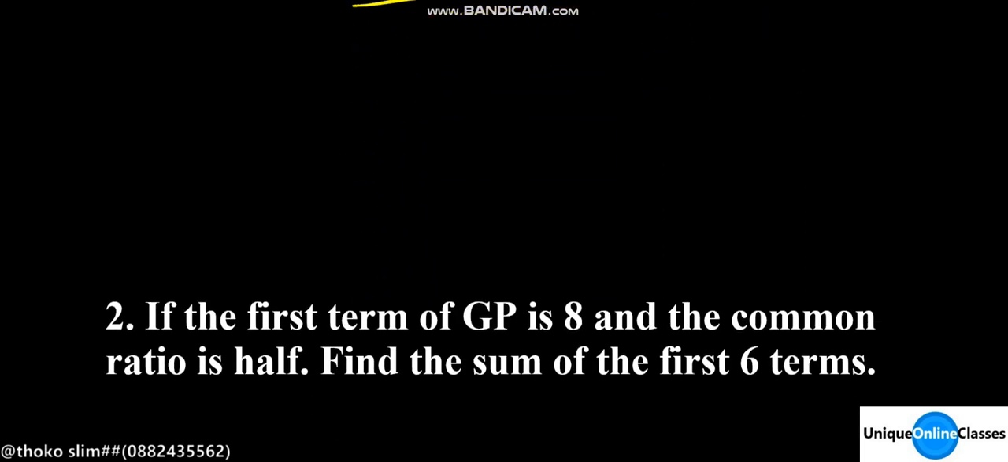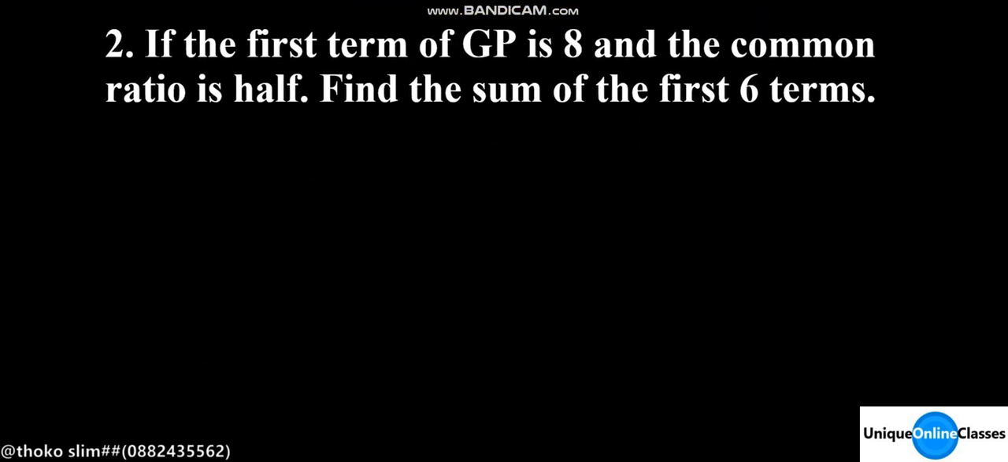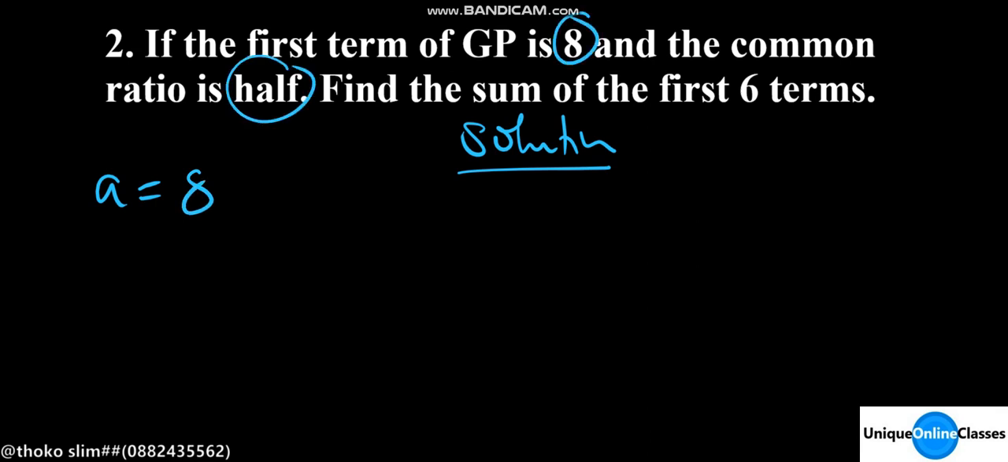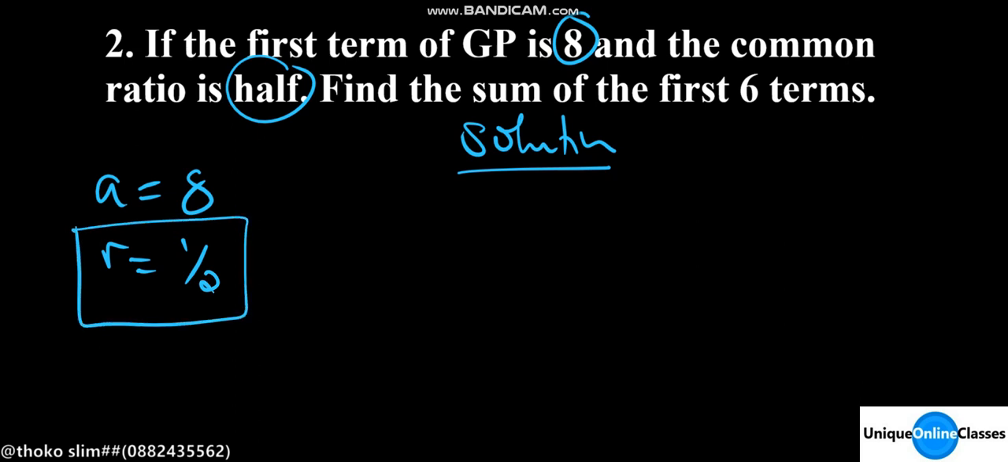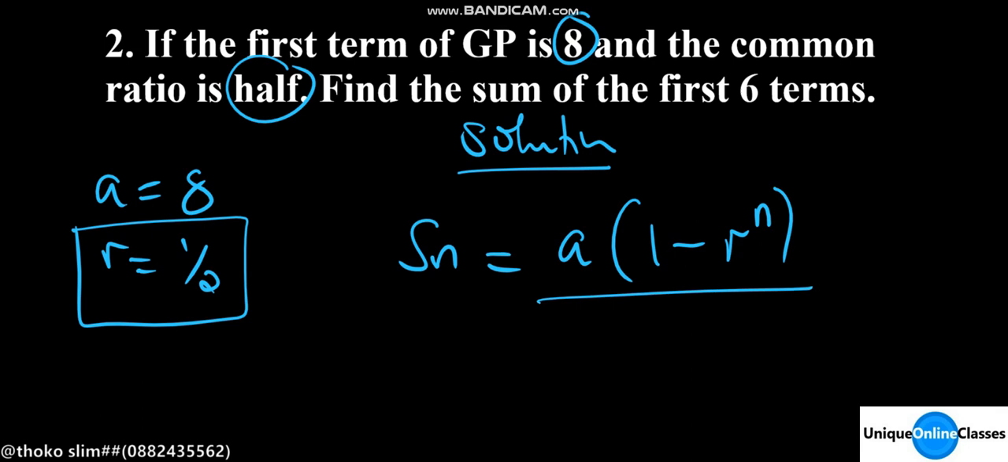Let's now move on to another question. The first term of a GP is 80, and the common ratio is half. Find the sum of the first 6 terms. Solution: we have the first term a equal to 80, and the common ratio r is half. Considering this, the formula we are going to use is the other one, which is a, open bracket, 1 minus r to the power n, divided by 1 minus r, for r less than 1.